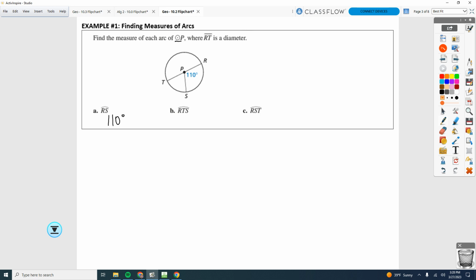RTS is going to be R to T to S. I'll do a little highlighting here so you can see what that is. RTS is going to be around the circle. Excuse my terrible tracing here. RTS is going to be that arc right there. Basically, it's everything besides the 110. So we can do 360 minus 110, and it's going to give us 250 degrees.